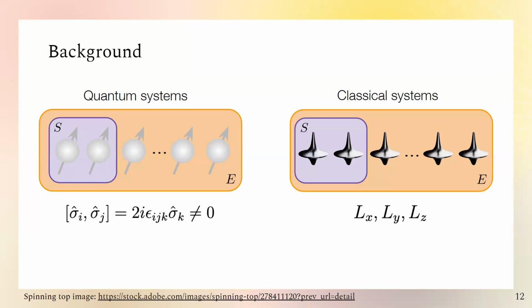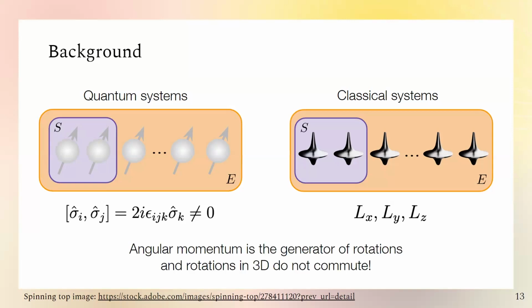So then where does non-commutation come in? It's in the fact that angular momentum is the generator of rotations, and rotations in three-dimensional space do not commute. If I take a rigid body and I rotate it around the z-axis and then the x-axis, that's not the same thing as first rotating it around the x-axis and then the z-axis. You'll end up somewhere different in physical space.